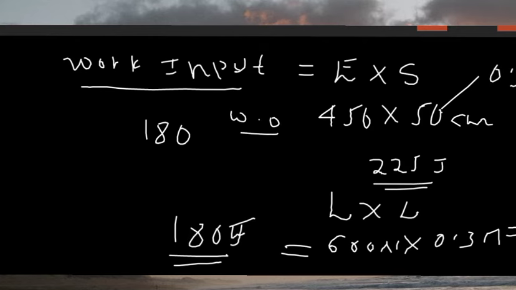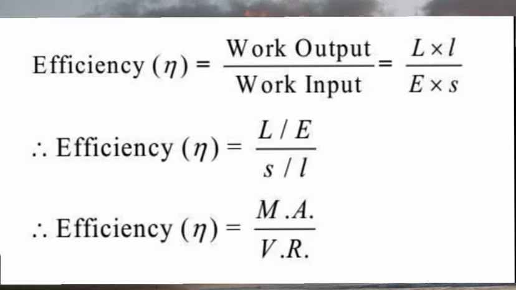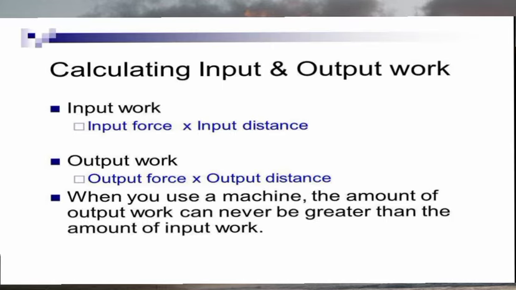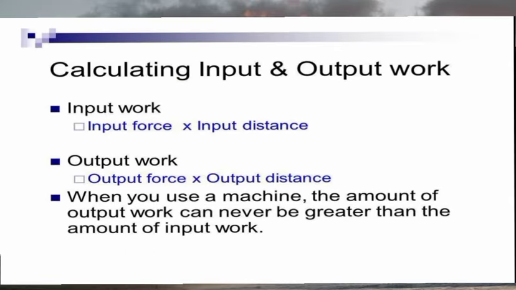Efficiency is work output divided by work input. The work output is 180 and the work input is 225. So the velocity ratio is 0.6, the mechanical advantage is 0.75, the work input is 135, no, 225, and the work output is 180. So the answer is D.